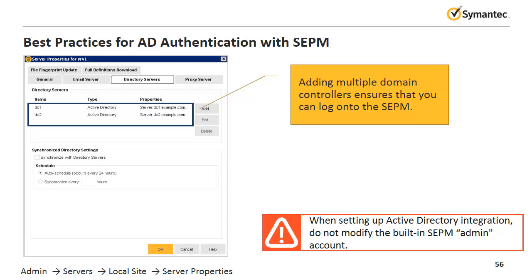When setting up Active Directory integration, do not modify the built-in SEPM admin account. Doing so can prevent access to the SEPM. Lockout issues can occur when changing the Active Directory account, upgrading Active Directory, changing Active Directory mode, or when removing a SEPM as a replication partner.